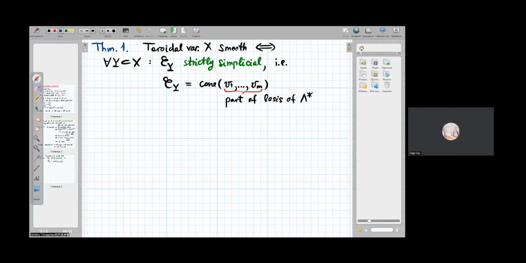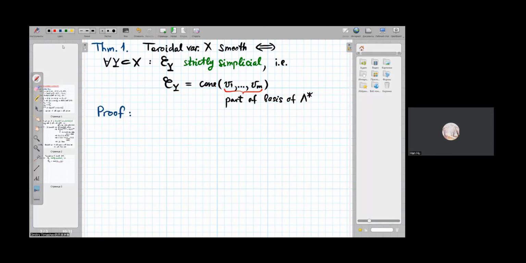Question: What is strictly simplicial? Or this cone is spanned by? I just explained this. This means this. Okay. I see. Okay. So we start the proof of this theorem by several reductions.